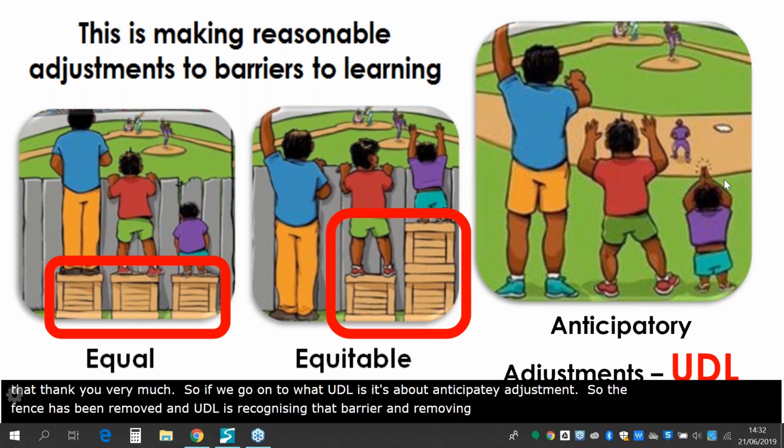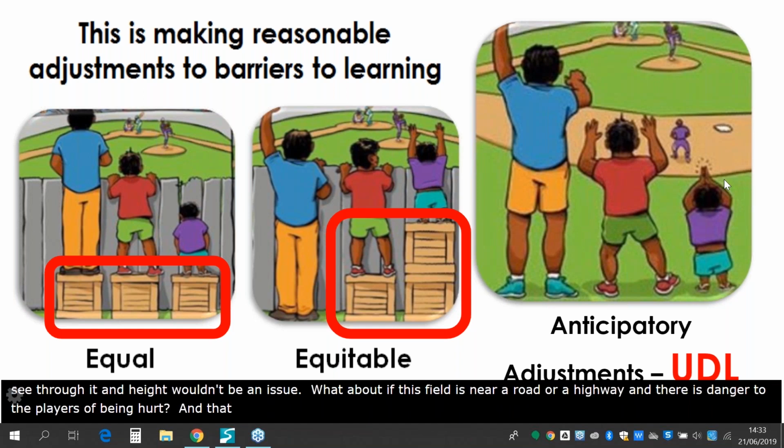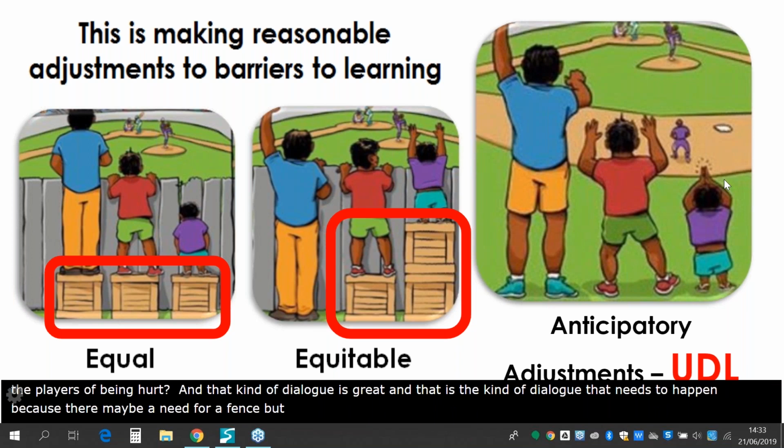Now, we've had some really interesting discussions in the UK sector about, is the fence needed? What happens if we make that a chain link fence? So people could see through it, height wouldn't be an issue. What about if this field is near a road or a highway and there is danger to the players of being hurt? And that kind of dialogue is great. And that is the kind of dialogue that needs to happen, because there may be a need for a fence, but there isn't an automatic assumption that that fence is needed.